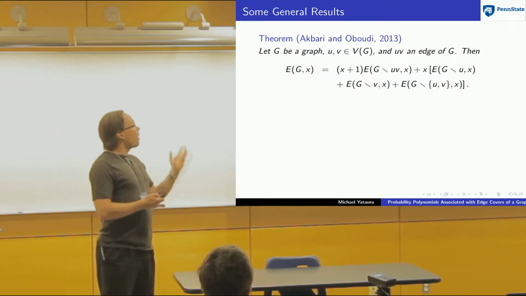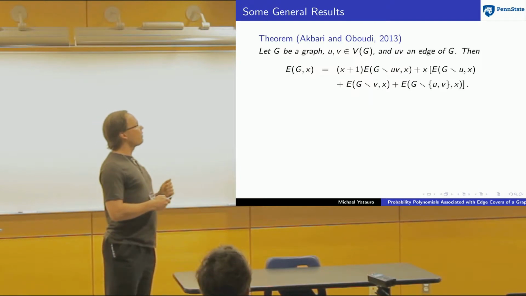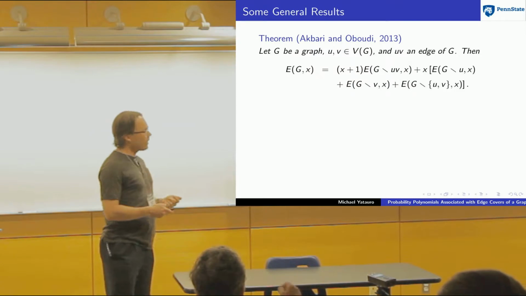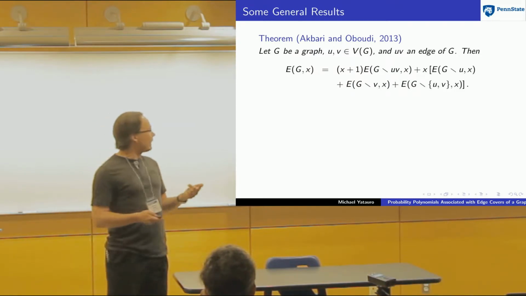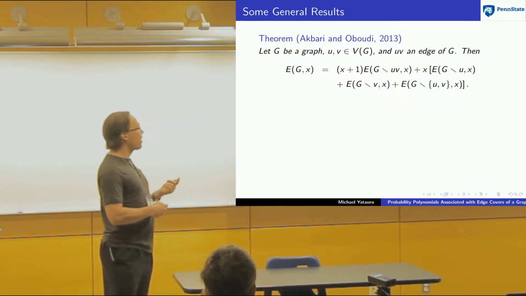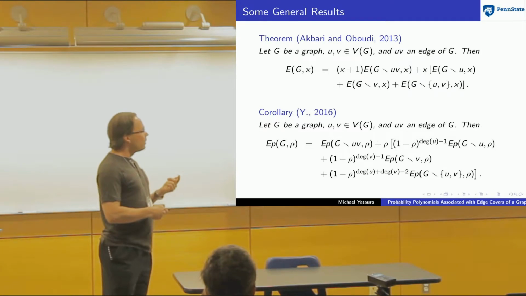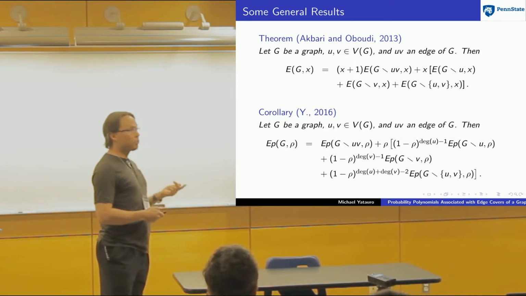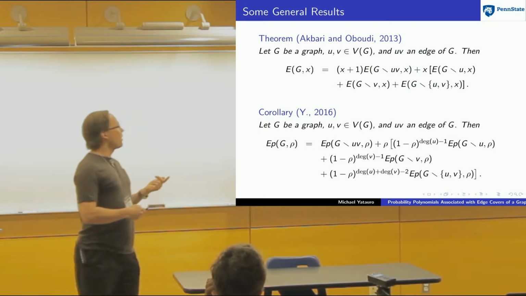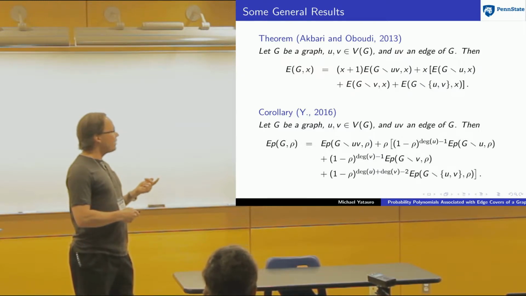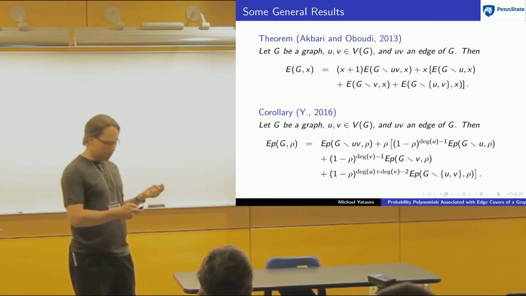So Akbari and Obudi, when they introduced this polynomial, they demonstrated the following recursion. Now, this recursion can be translated algebraically into a recursion for the edge cover probability polynomial. This can all be demonstrated algebraically. So here we have deleting just the edge. Here we have deleting the vertex u. Here we have deleting the vertex v. Here we have deleting the vertices u and v.